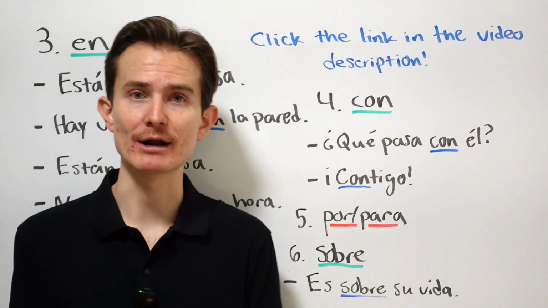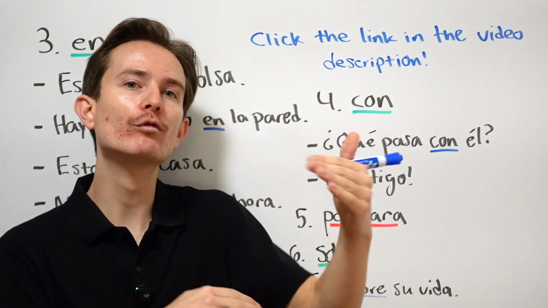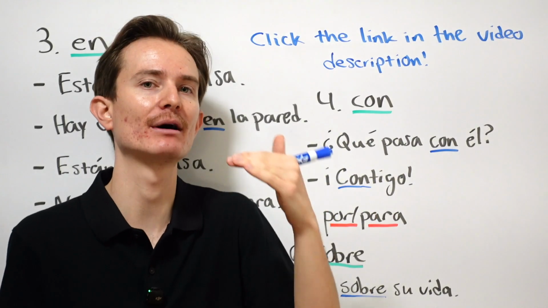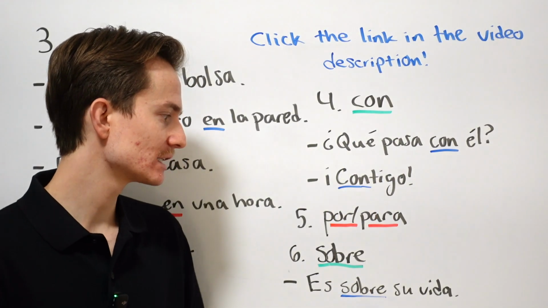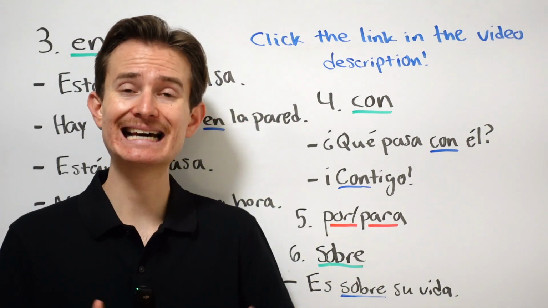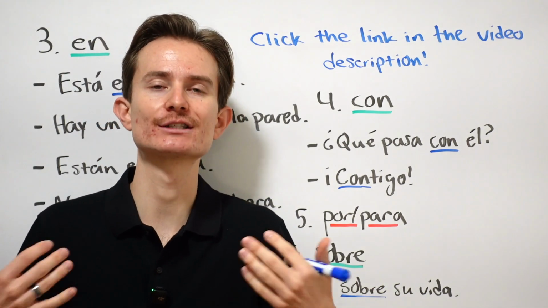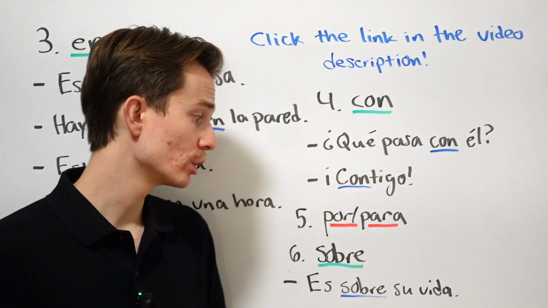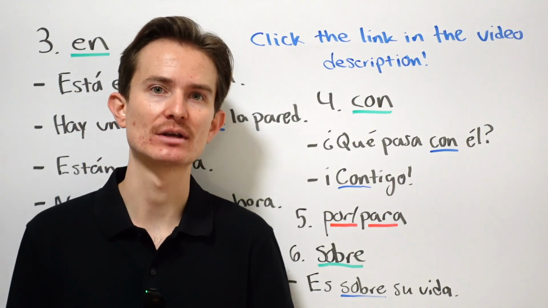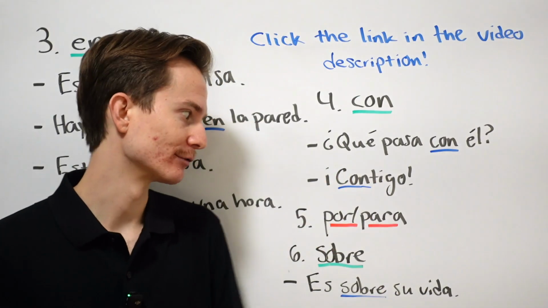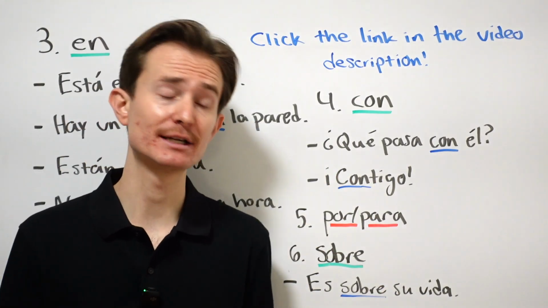Finally, sobre. Okay, sobre means over, can also mean about, can also mean on, so on top of something. So for example, es sobre su vida. So let's say we're talking about a book. I could say el libro es sobre su vida. The book is about his life. Now, you could also see something like de, okay? El libro es de su vida. It's about his life. Sobre sounds a little bit more specific there.